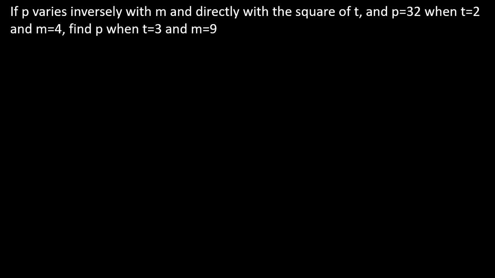Okay, so next we have just a slightly more complicated looking equation. This is with combined variation. P varies inversely with m and directly with the square of t. And p equals 32 when t equals 2 and m equals 4. Find p when t equals 3 and m equals 9.